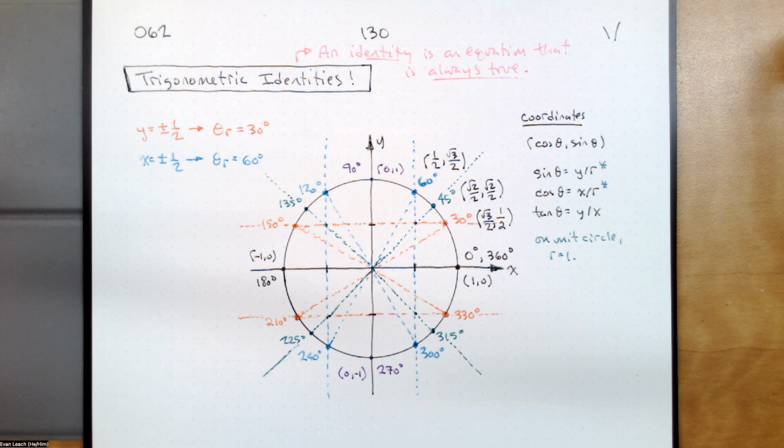Look for the patterns to remember where these points are associated with their angle. Draw this a few times. Fill in all the coordinates going all the way around the circle, and you will not be able to forget it.